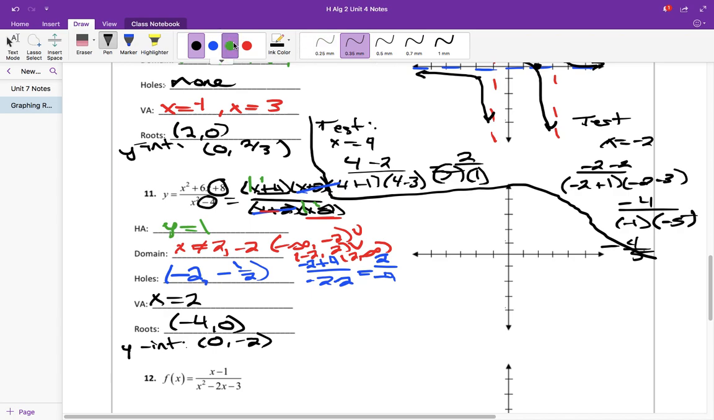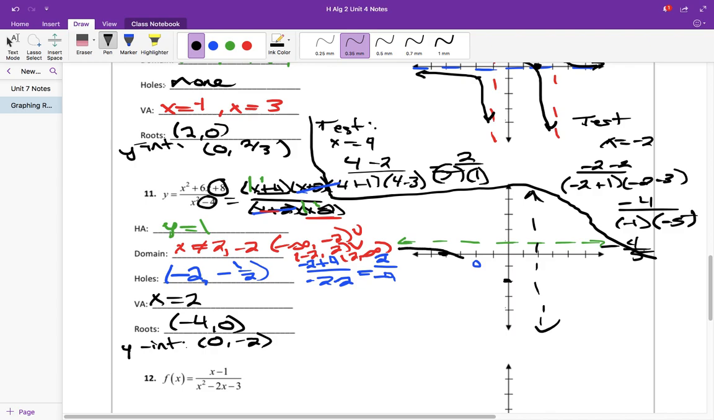All right, let's do some graphing now. The first thing, horizontal asymptote through y equals 1. Here that is. Next thing, let's look at vertical asymptote through x equals 2. So here that is. Let's see, I've got a hole at (-2, -1/2). Make sure that when you graph holes, guys, you leave those as open points. I've got a root at (-4, 0), so here that is. Got a y-intercept at (0, -2), so here that is.